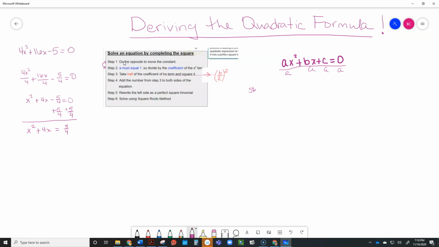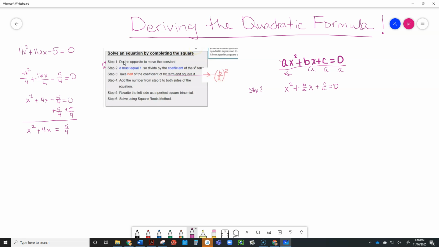So I'll even label it. This is step 2. And what did I do? I'm dividing by the coefficient. So I'm going to do x squared, because a divided by a reduces to 1, plus, can I divide b divided by a? Nope. So I'm just going to leave it. b over a x plus c over a equal to 0.